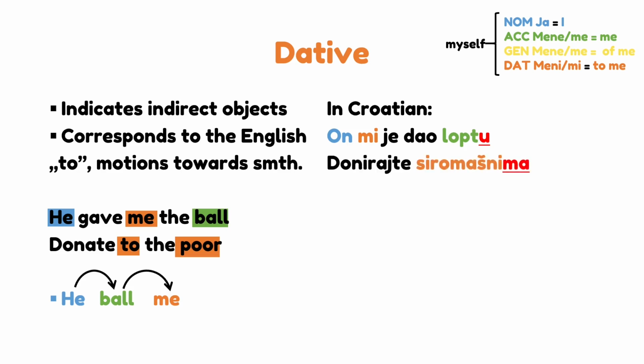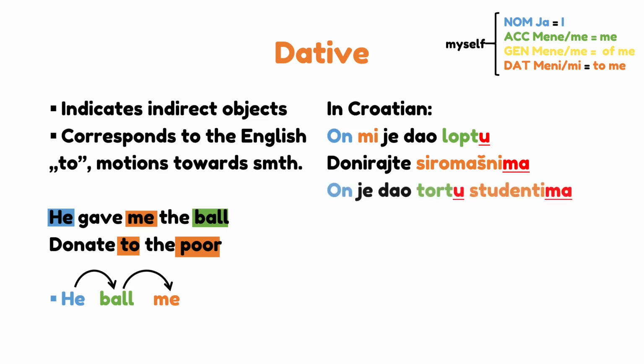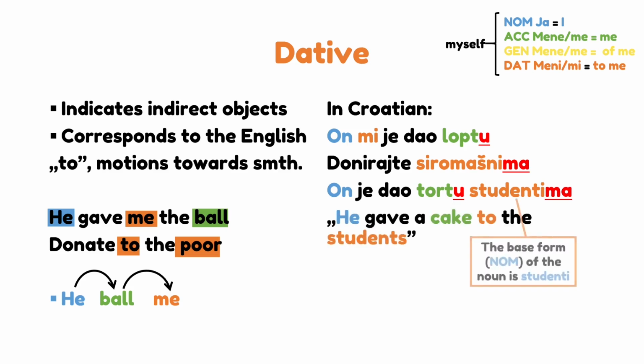And the same sentence, donate to the poor, donirajte siromašnima. Siromašni would just be the base form, while with ma at the end, it becomes to the poor, right? And in the new sentence, on je dao tortu studentima, he gave a cake to the students. Studenti, just meaning students, is the base form of the word, and when you add that ma ending, it becomes to the students.